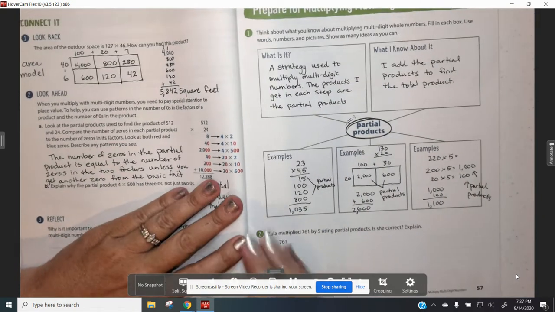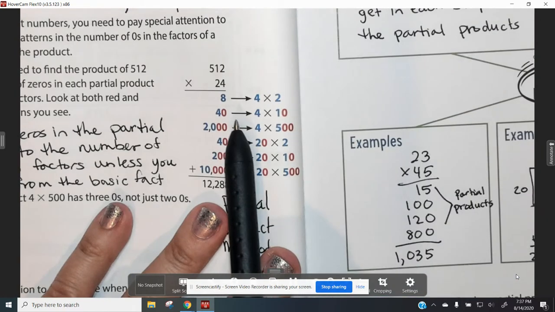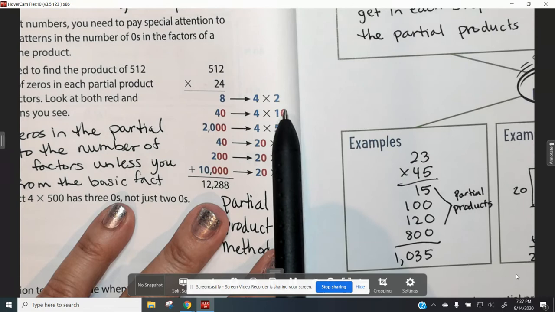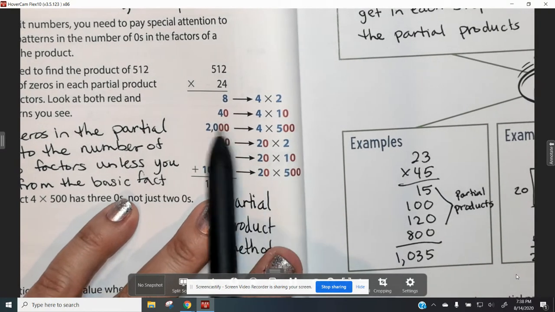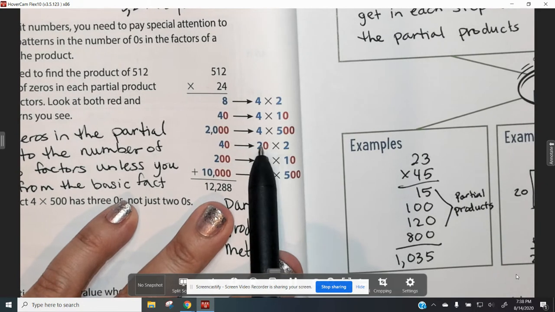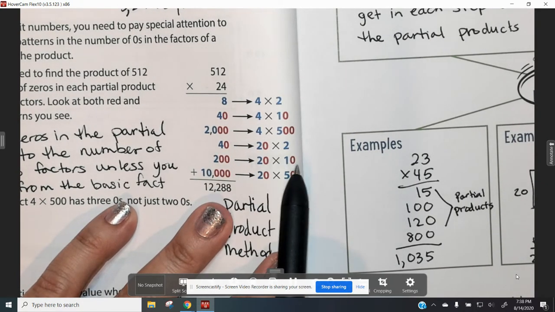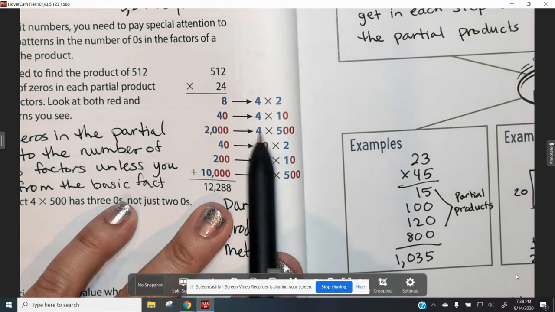So let's look at our zeros. I'm going to zoom in for you. All right, when we're looking at the zeros, 4 times 10 has 1 zero. Our final product has 1 zero. Let's skip this one for now. 20 times 2, 1 zero, 1 zero. 20 times 10, 2 zeros, 2 zeros. Now, I'm going to skip here and come back up here.